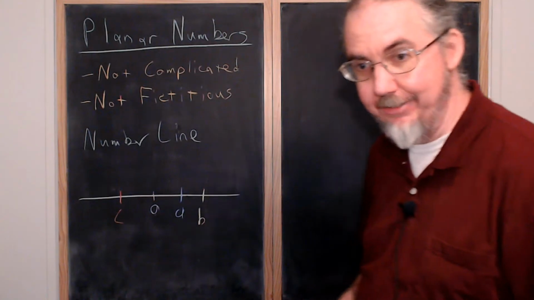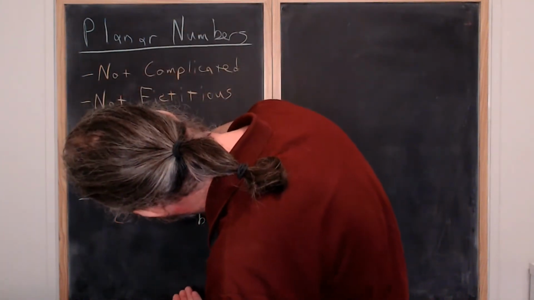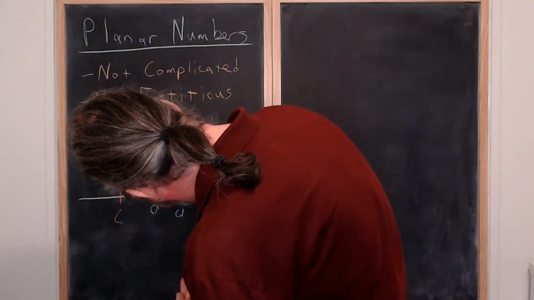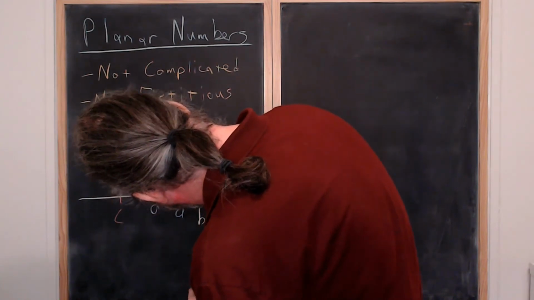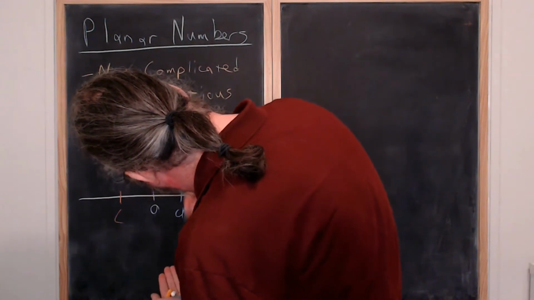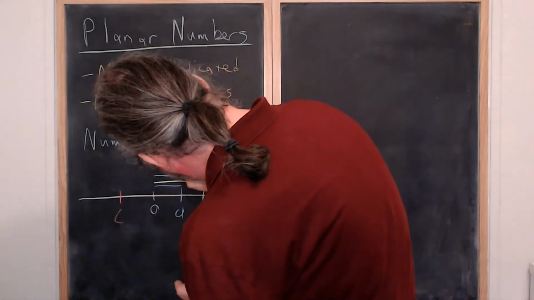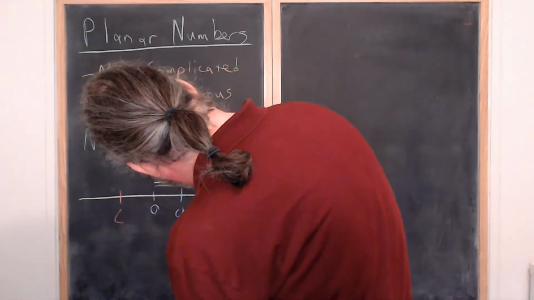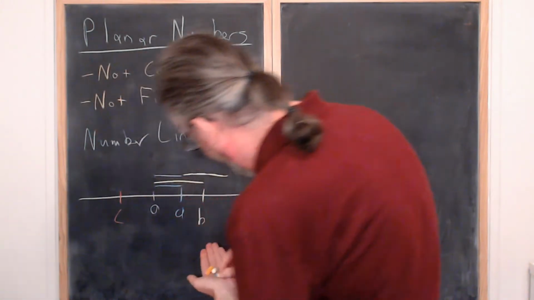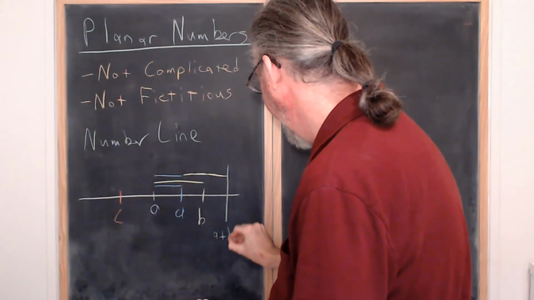To add two numbers, we take the length segment from 0 to A, and the length from 0 to B. To add A and B, I just take A, and then I take this length and put it at the end over here, and that gives me a new value that represents A plus B.